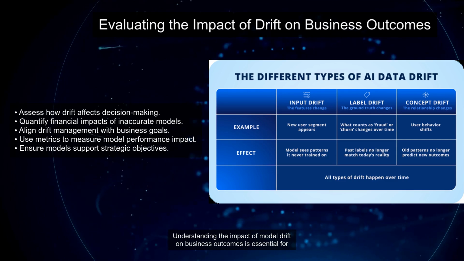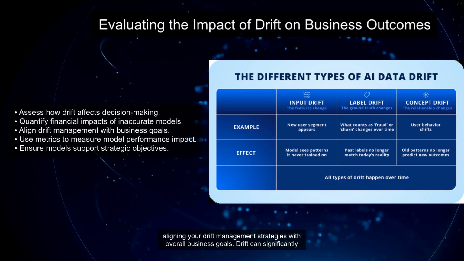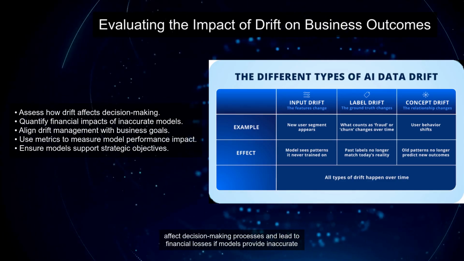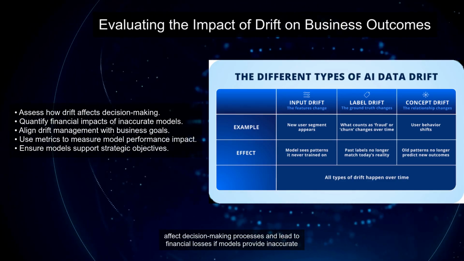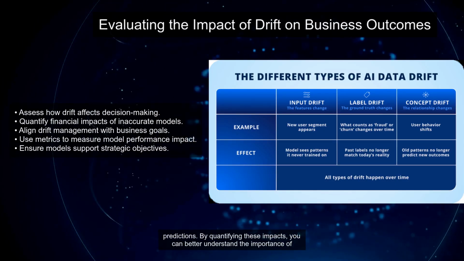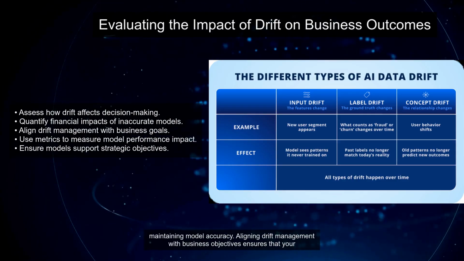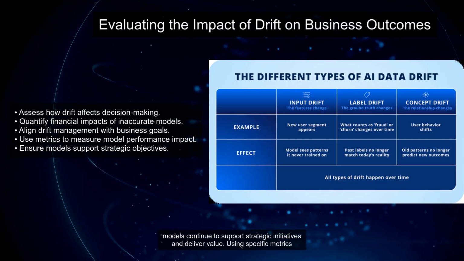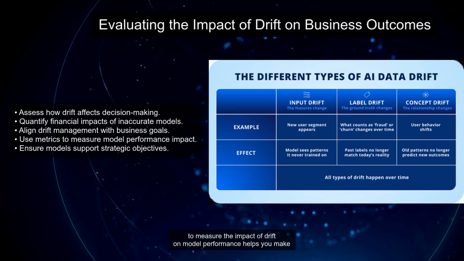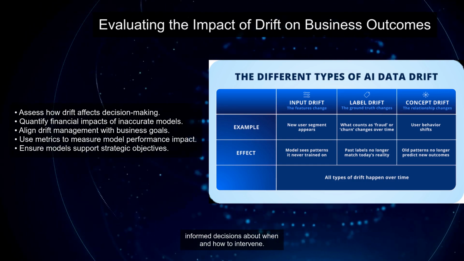Understanding the impact of model drift on business outcomes is essential for aligning your drift management strategies with overall business goals. Drift can significantly affect decision-making processes and lead to financial losses if models provide inaccurate predictions. By quantifying these impacts, you can better understand the importance of maintaining model accuracy. Aligning drift management with business objectives ensures that your models continue to support strategic initiatives and deliver value. Using specific metrics to measure the impact of drift on model performance helps you make informed decisions about when and how to intervene.